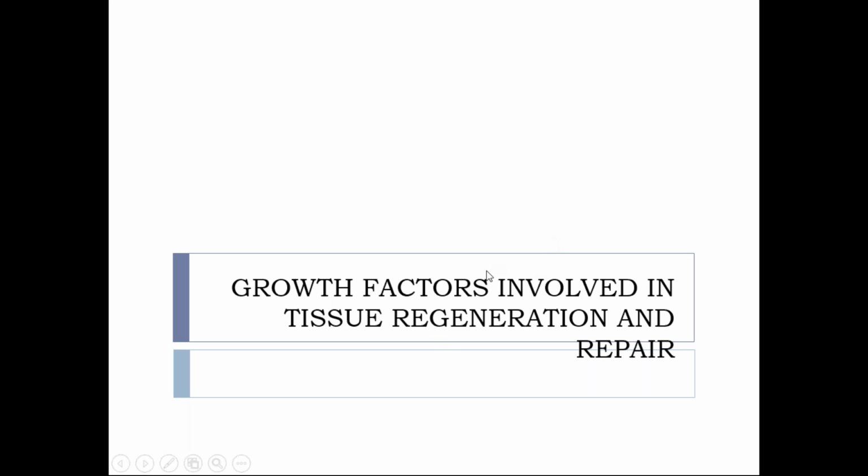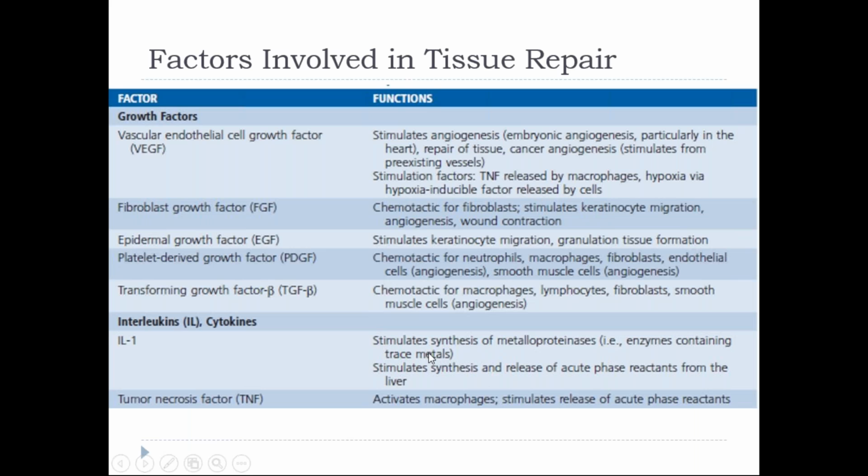Let us see the growth factors which are involved in tissue regeneration and repair. First and foremost is the vascular endothelial growth factor. It stimulates angiogenesis, particularly in embryonic angiogenesis in the heart, during the repair of tissue, and in cancer, the neoplasia. There is endothelial cell proliferation and blood vessel proliferation from the pre-existing vessels, whereas in other conditions, the endothelial cell progenitors migrate and stimulate the production of new blood vessels.